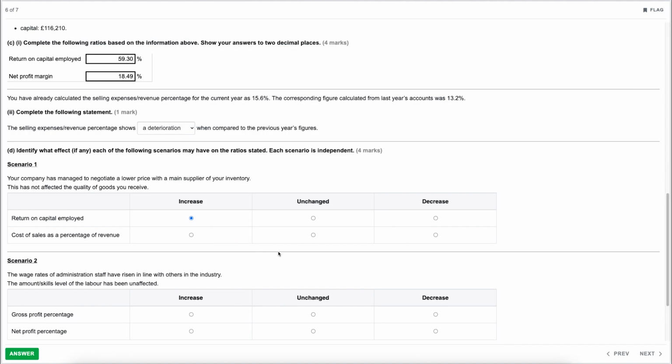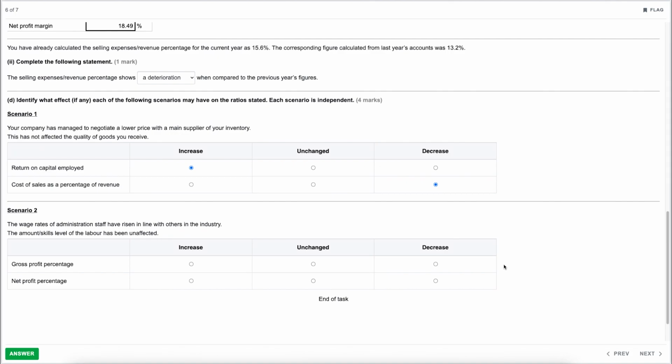And then cost of sales as a percentage of revenue. Well, if our cost of sales have decreased because our inventory value is lower, we've managed to source this cheaper inventory, but our revenue stayed the same because it doesn't say that our revenue has changed, it would mean that our cost of sales as a percentage of the revenue would decrease because we'd have a lower cost of sales figure. So that would be decrease.